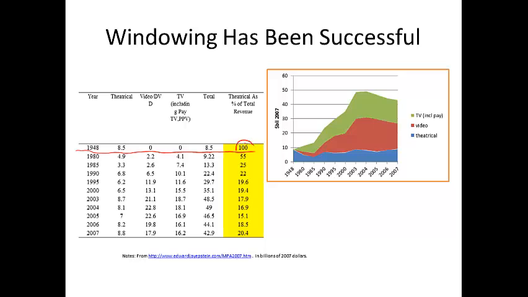It was 100% back in 1948. It's about 20% in the late 2000s. And these other distribution channels have become very, very important, obviously, since they're about 80%. The picture shows it well. The blue is theatrical, and we have video and TV. Essentially, by using this strategy of intertemporal price discrimination, the movie industry has radically increased its revenue.